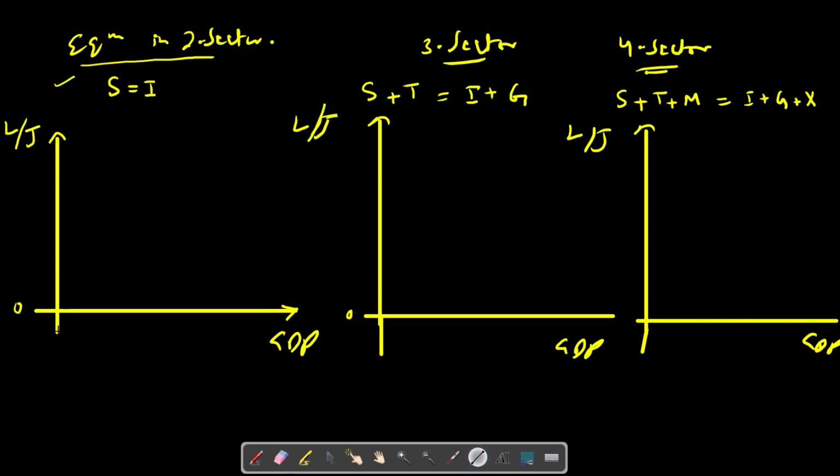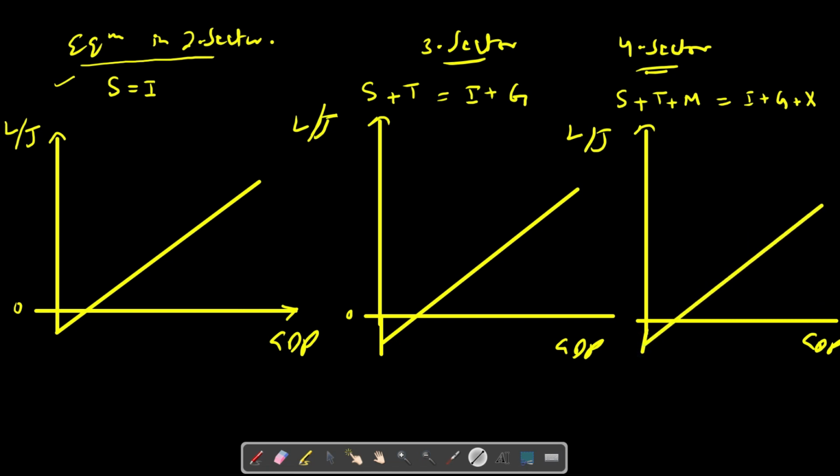Leakages basically start from the negative region and then move to the positive region like this, and we will follow the same pattern in all three graphs. We will label them as well. This is the saving line only, but here it is saving plus tax, and in this graph it is saving plus tax plus imports. These are different types of leakages in two, three and four sector economies.